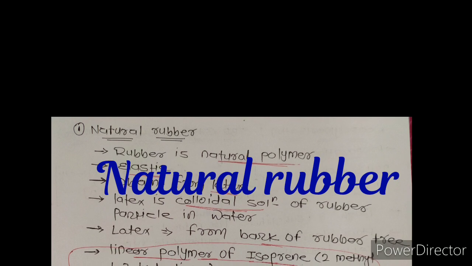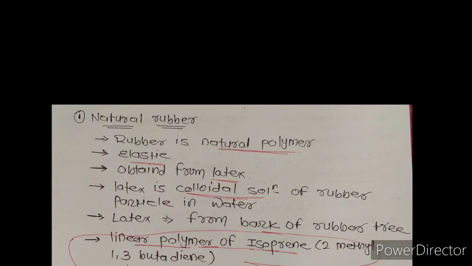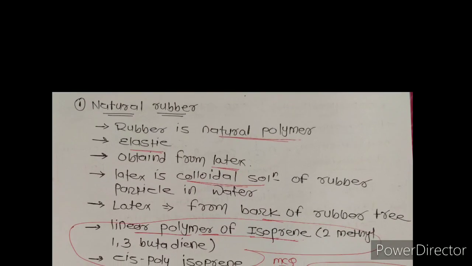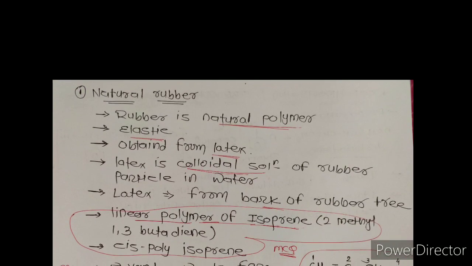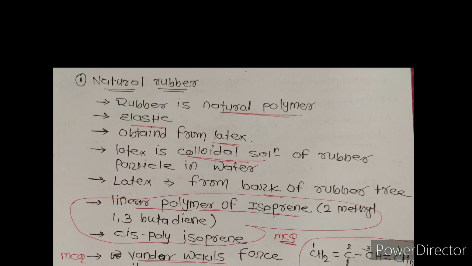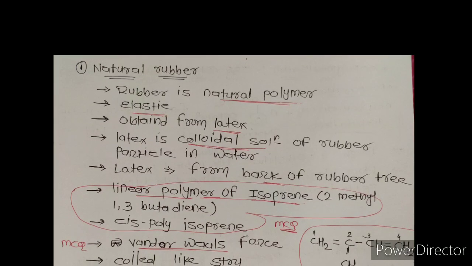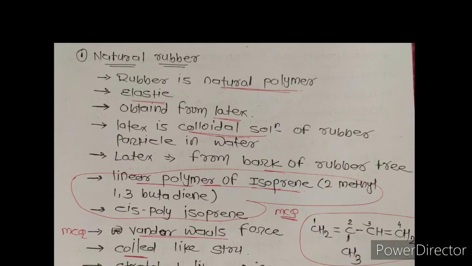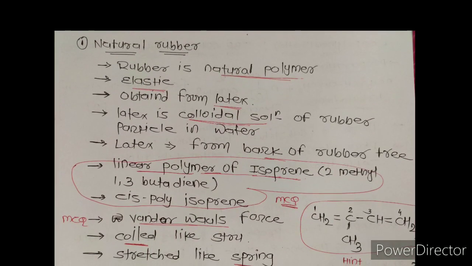First one, natural rubber. Rubber is a natural polymer. It possesses elastic property. It is obtained from latex. Here latex is a colloidal solution of rubber particles suspended in water. Here latex is obtained from the bark of the rubber tree.